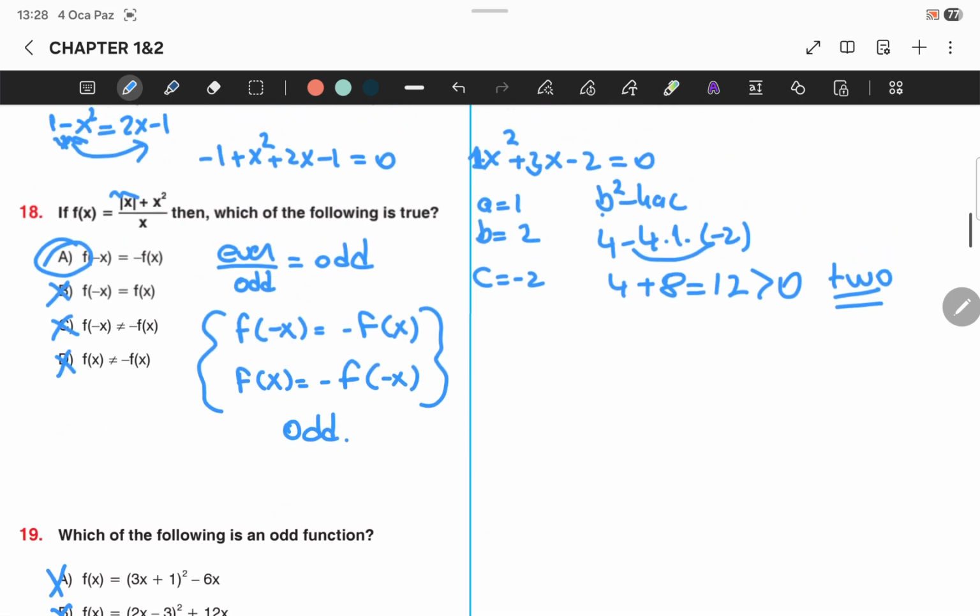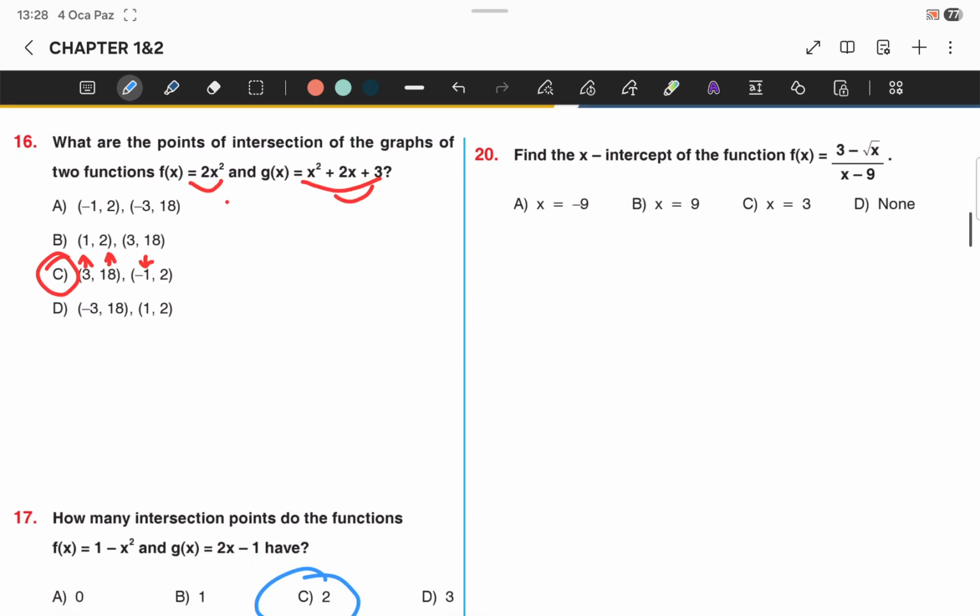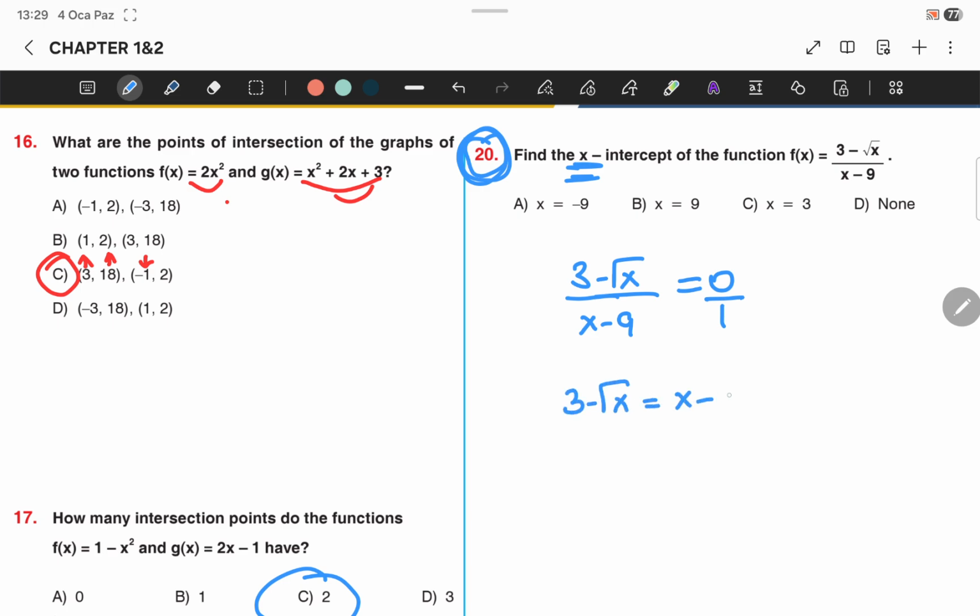Okay. The last question is a tricky question, guys. You have to pay attention. What is the x-intercept? 3 minus root x over x minus 9. For x-intercept, y is always 0. Here I have a fraction. Can I do cross product? Yes. 3 minus root x equal to, sorry, if I multiply by 0, it will be 0. Move to the other side. 3 is equal to root x. Take the second power of both sides.